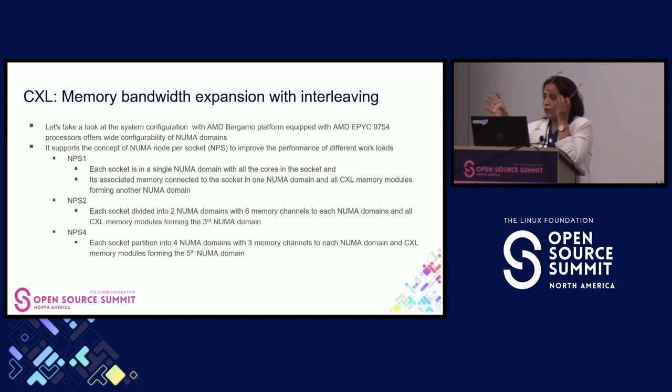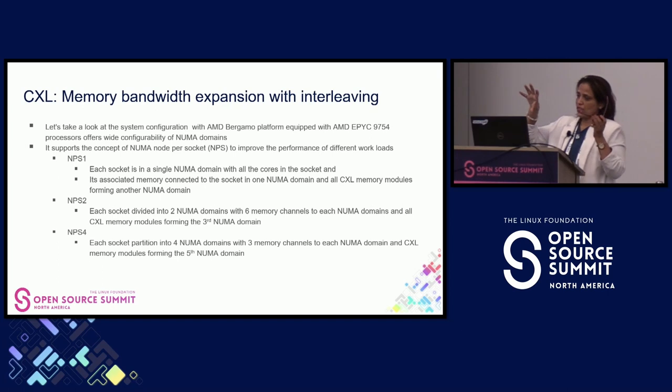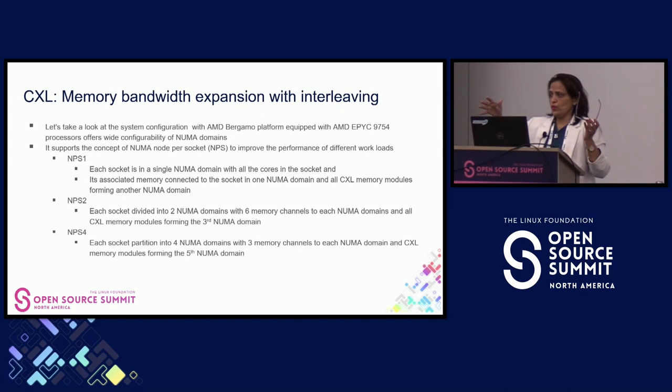Now in the case of NPS2, each socket is divided into two NUMA nodes with six memory channels to each NUMA node. This AMD processor has 12 memory channels, so with NPS2 it's divided into two NUMA nodes, six memory channels for one NUMA node and another six channels for the second. So with this configuration, we have two NUMA nodes for the memory channels and a third NUMA node corresponding to the CXL memory module.